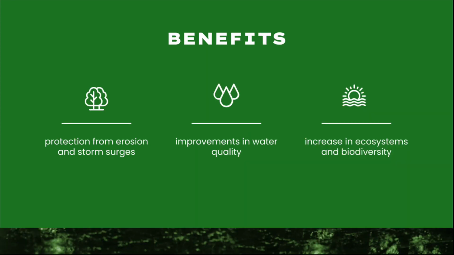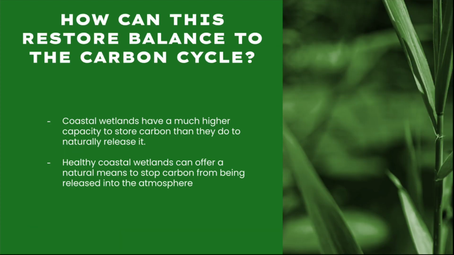Some benefits of restoring coastal wetlands are protection from erosion and storm surges, improvements in water quality, and an increase in ecosystems and biodiversity. How can this restore balance to the carbon cycle? Coastal wetlands have a much higher capacity to store carbon than they do to naturally release it. According to research, these wetlands hold about half of the carbon buried in the ocean sediments, despite making up less than 2% of the ocean and less than 5% of the world's land surface.